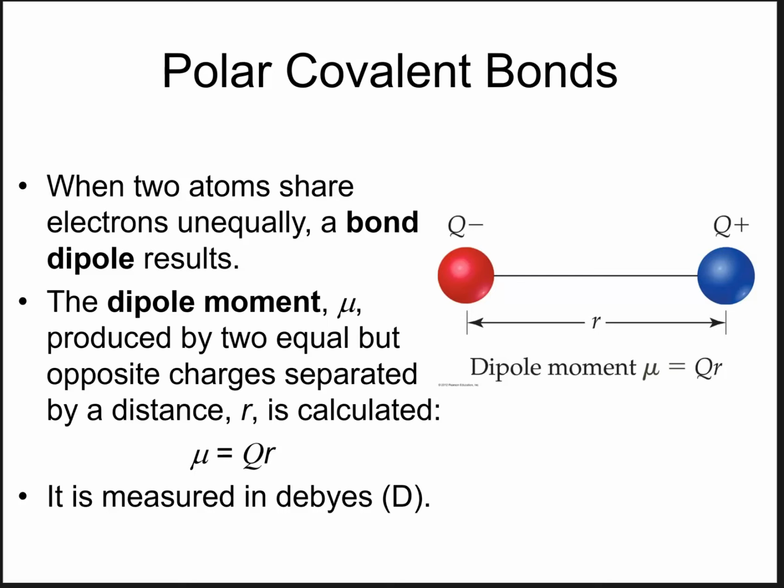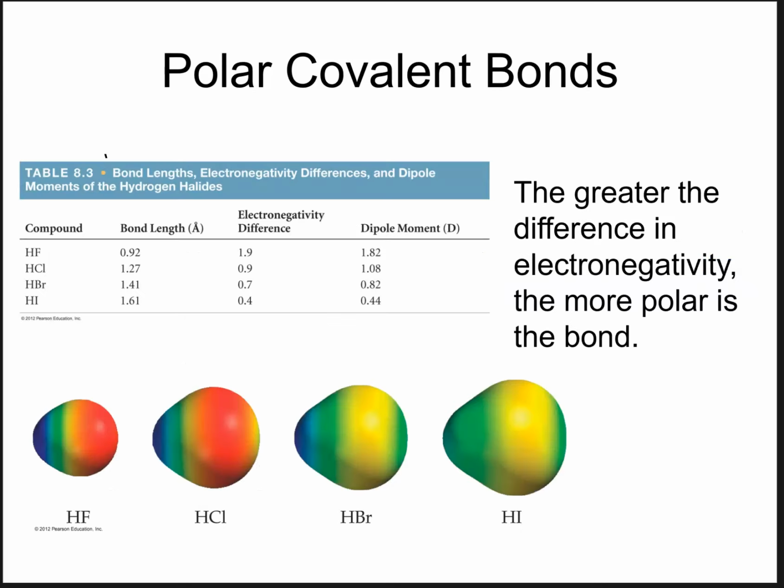So what contributes to this polar bond? Well, the bond length, obviously, the distance they're separated, and then the magnitude of the electronegativity. So here we can compare polar bonds for the halogens when bonded to hydrogen. And we can see that HF, or hydrogen fluoride, is the most polar of the group, having a high electronegativity and a small bond length.